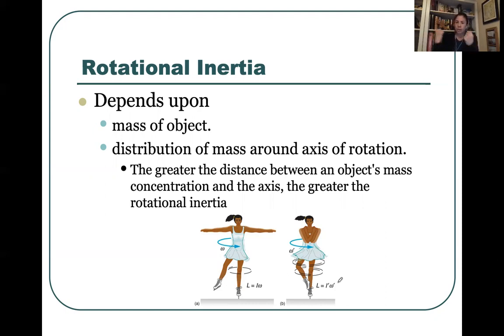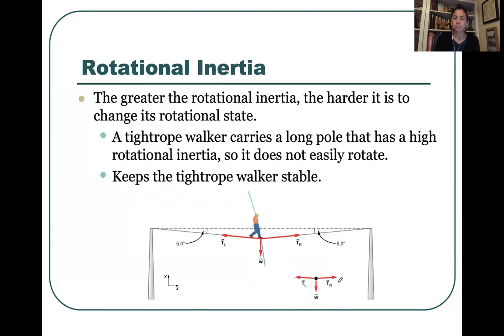And as you bring everything in, so you're making yourself kind of smaller, but really what you're doing is bringing all the mass closer to the axis of rotation, you'll see that then you can spin a lot faster. Okay. And we'll see more how this works when we talk about angular momentum. So that's something you can use also for balance.